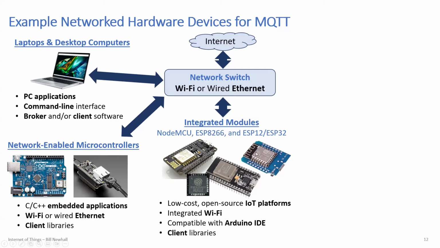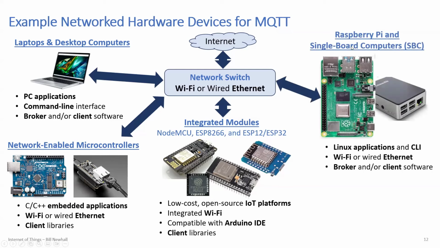If you want to be more like a single board computer, you can use something like a Raspberry Pi or other single board computers. And this takes you up a notch. This gives you an operating system, and on Raspberry Pi, it's typically Linux. So you have that command line interface that you can run in Linux. You can also write software applications in C or whatever that run in Linux, and again run MQTT clients or brokers. In lab, I'll show you over in the corner.